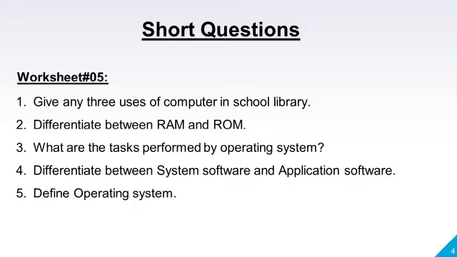First of all, we are going to discuss worksheet number 5. The first short question is, give any 3 uses of computer in school library. The first use is access to a large amount of information to users wherever they are and whenever they need it. Access to primary information sources and user-friendly interface, advanced search and retrieval, integration with the other digital libraries that will be very helpful for the users.